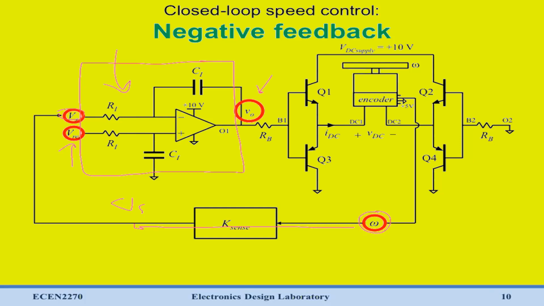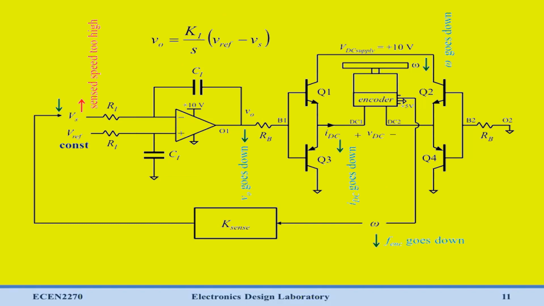And this is our negative feedback circuit. This is how we're going to get the correct V out to give us the omega we want without having to manually adjust V out. It's just going to be based on the difference between Vs and V reference. So let's just take a look at how this works.